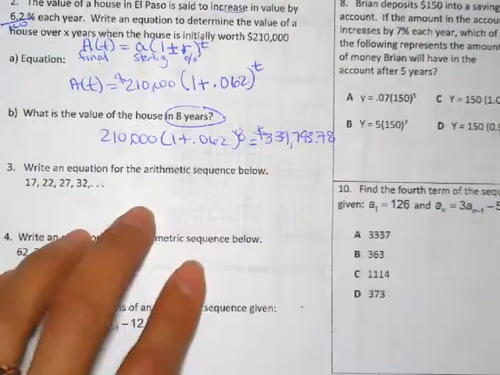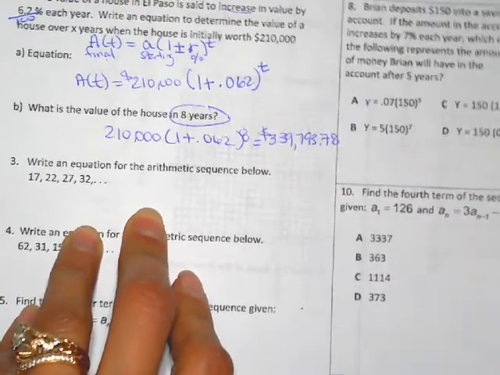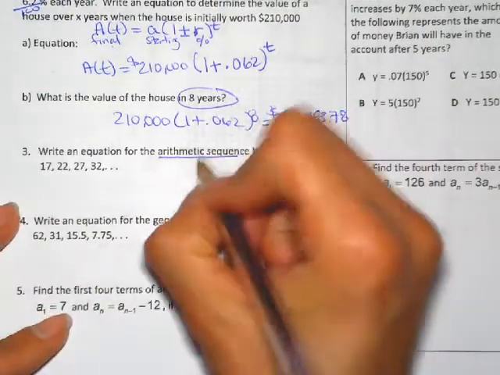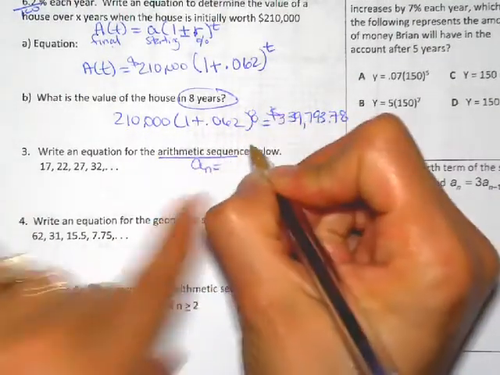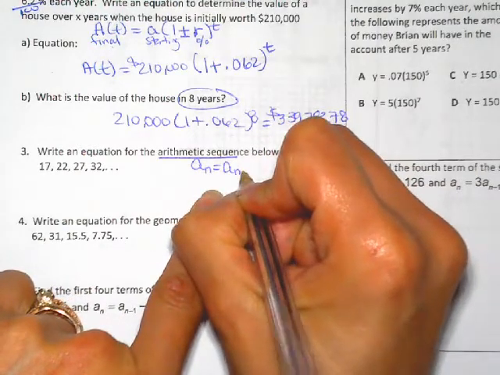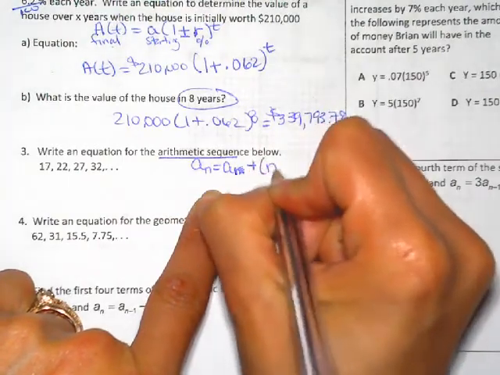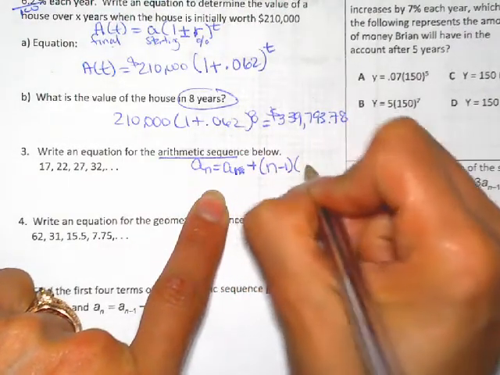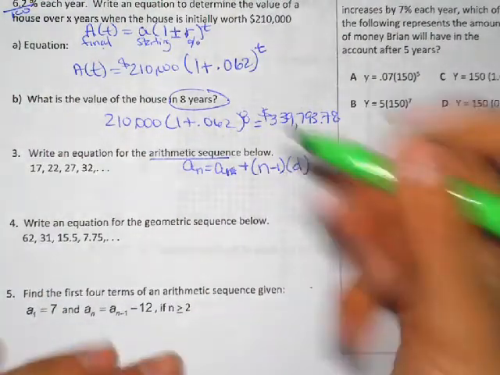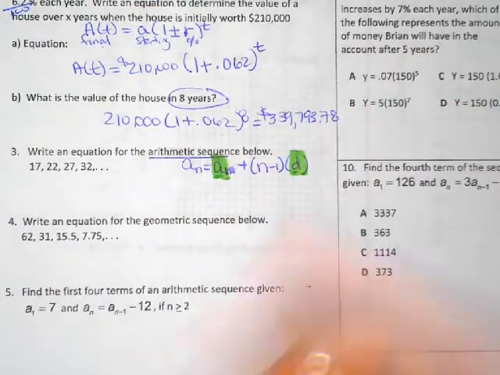All right, next question is, write an equation for the arithmetic sequence below. I actually have it written on the board. I'm not sure if some of you guys saw it or not. It's a sub n equals a sub 1 plus parentheses n minus 1 times d, the common difference. Well, to find the equation, all I need to find is a sub 1 and d. That's it. Everything else stays the same.